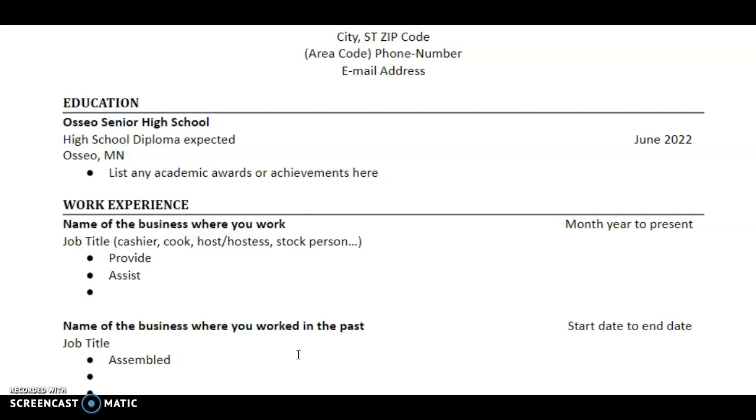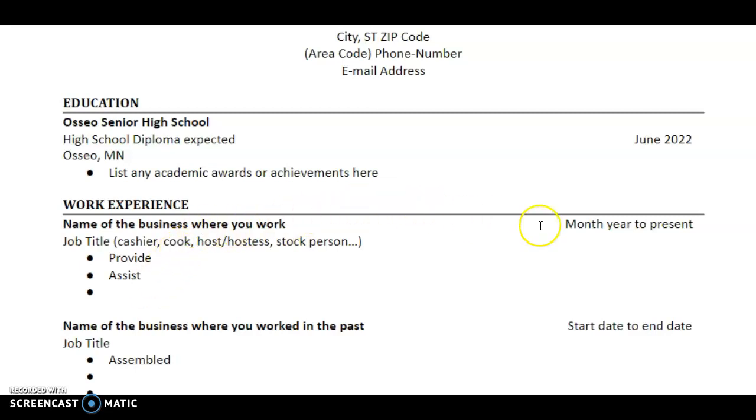Your work experience, the bullet points, so you'll include the job title you had, and then below that, there are bullet points. You will want to use active verbs to fill in what your job responsibilities were or are in that position. So don't just put provide or assist. What did you provide? What did you assist with? You'll want to fill that in and be specific. For any bullet points you do not use, please delete those.